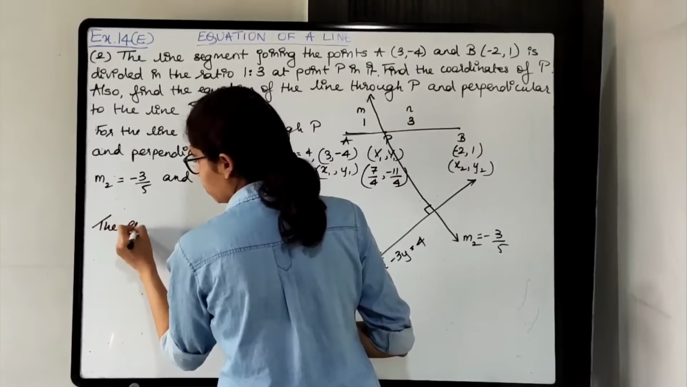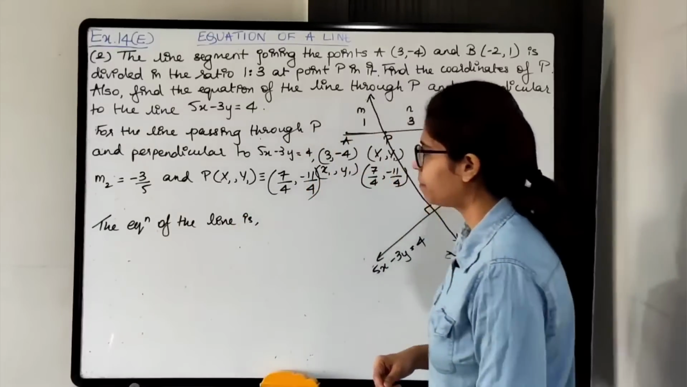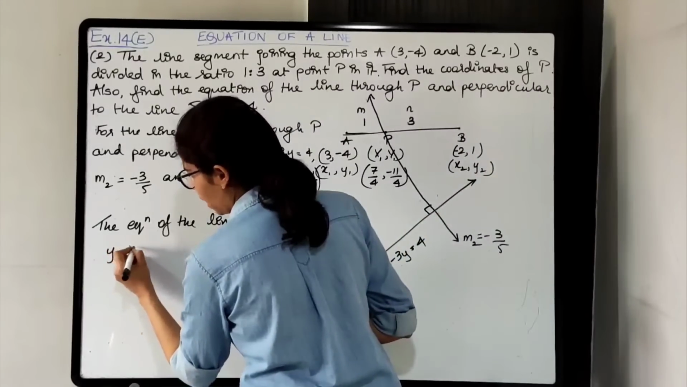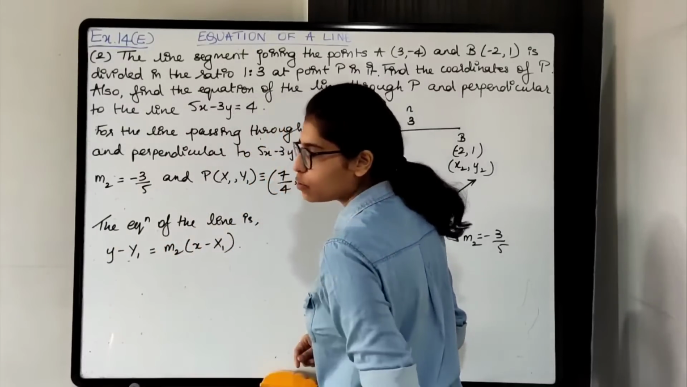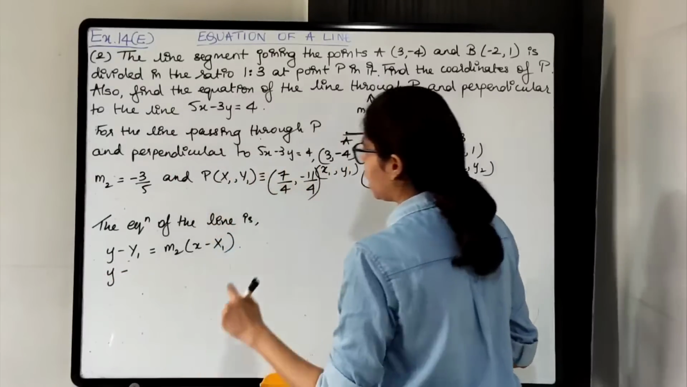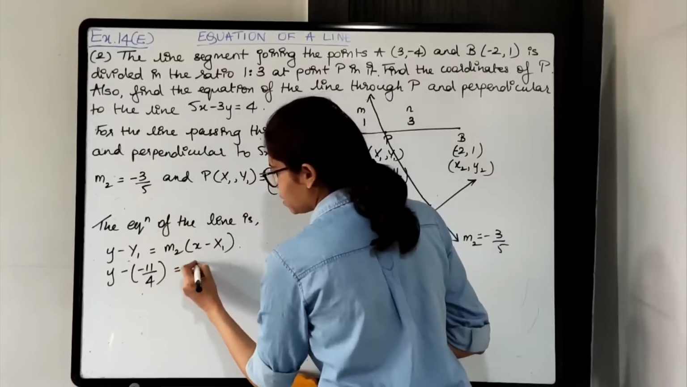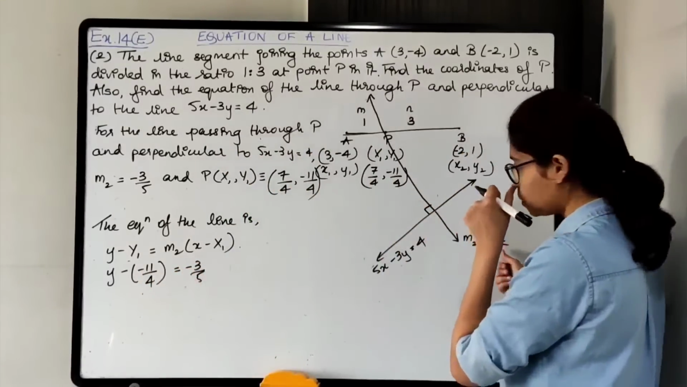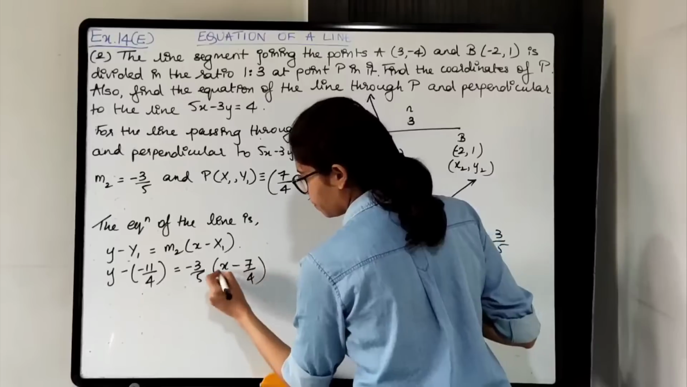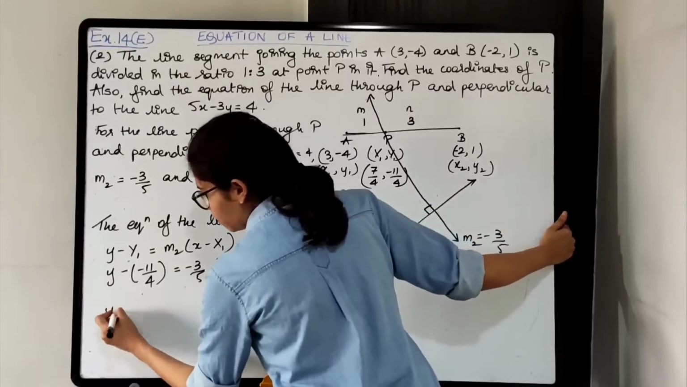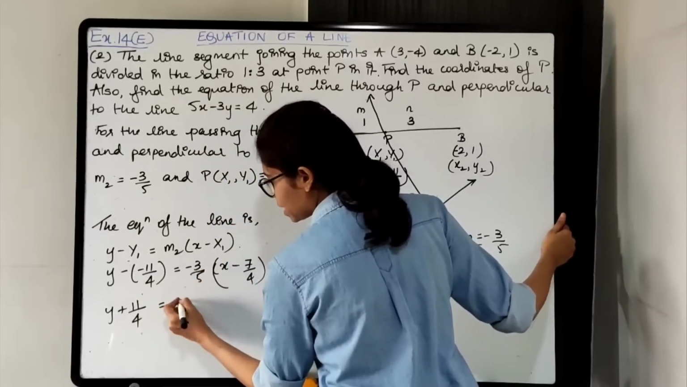The equation of the line is y minus y1 equals m2 into x minus x1. Put the values of x1, y1 and m2. y1 is -11/4, m2 is -3/5. Okay, we just found the value of m2, and x1 is 7/4. So it will be y plus 11/4 equals, over here keep this as it is for now.